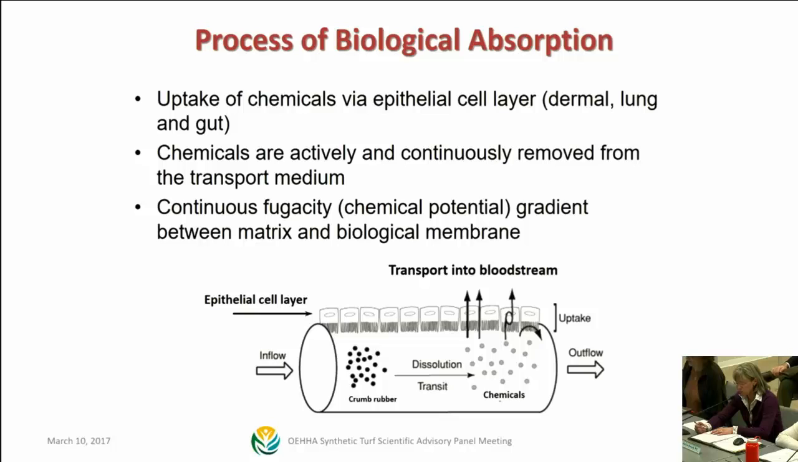As the particles of crumb rubber pass through the system, chemicals are dissolved into the biofluid. These chemicals are then actively removed by the epithelial cell layer and passed into the bloodstream. The fugacity capacity of the biofluid will change as the chemicals are removed from the biofluid and pass through the cell membranes and into the body. This active process will allow more chemicals to be removed from the crumb rubber, and a concentration gradient is created.